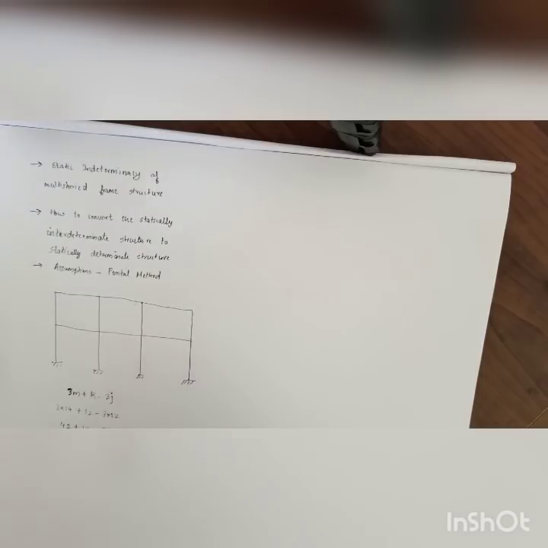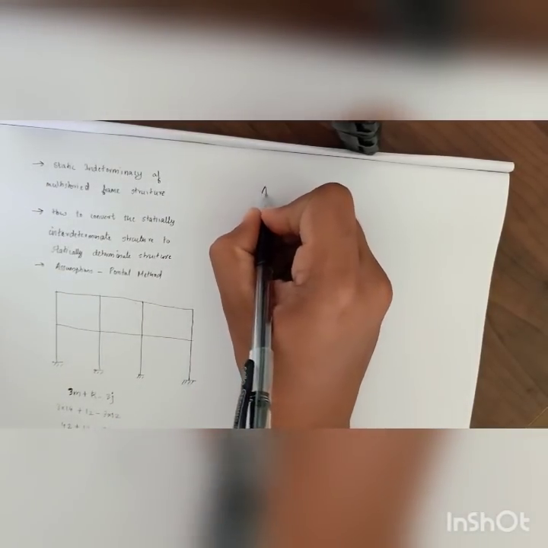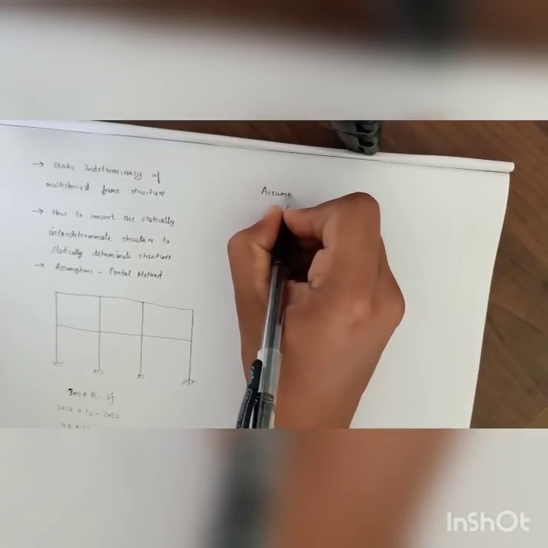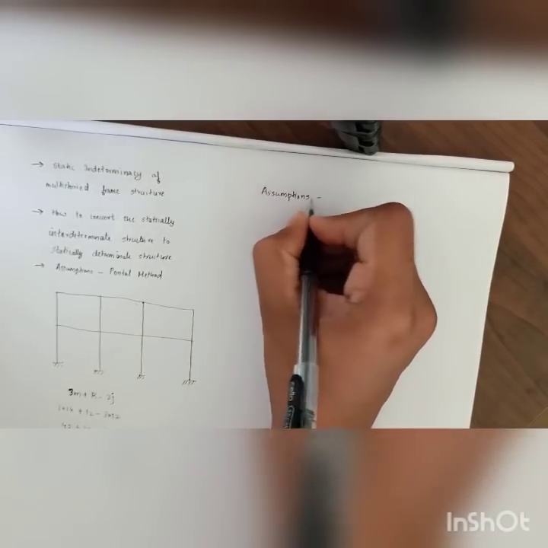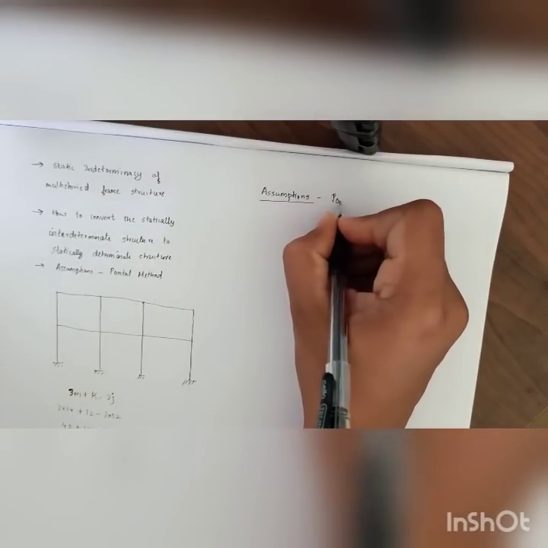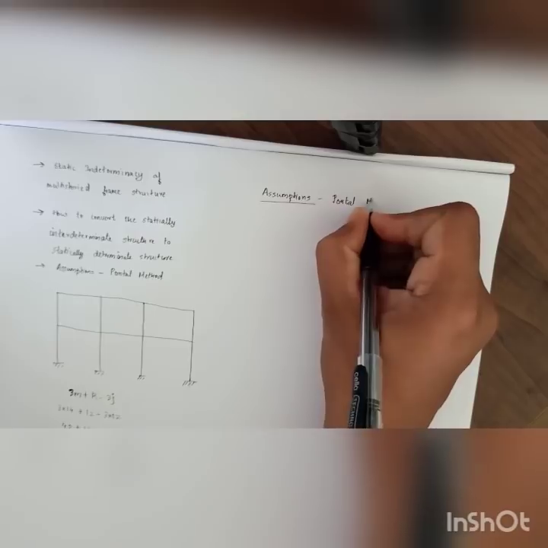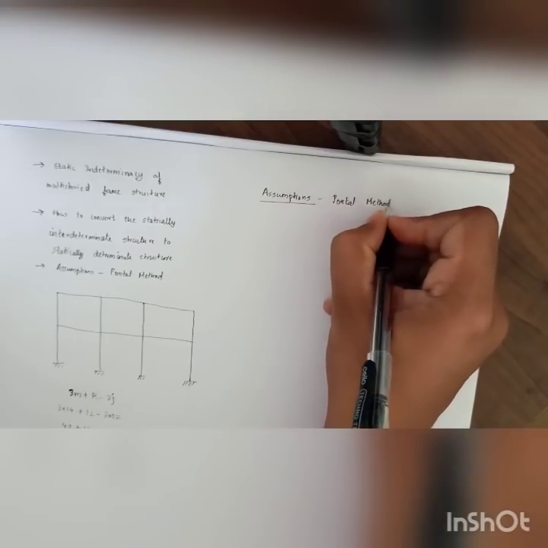Now we have to make two assumptions. With the two assumptions, we will make this statically indeterminate structure into a statically determinate structure, and then with the help of the equations of equilibrium itself, we can approximately solve this problem and find the bending moment diagram, shear force diagram, and axial force diagram. So let us see the first assumption. I am going to write the assumptions involved in the portal method.